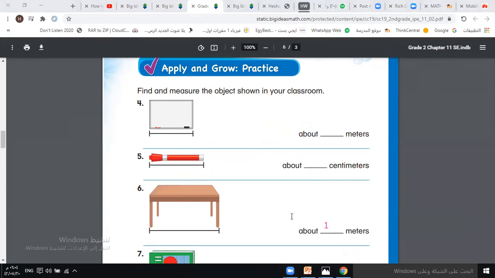Okay, can you see, grade 2? We write 1 meter, not centimeter. Why? Because it's long, so we use meters, not centimeters. Okay, now let's answer number 7.